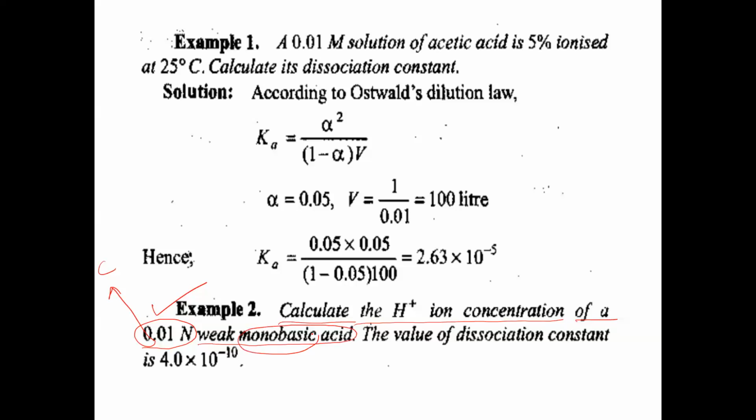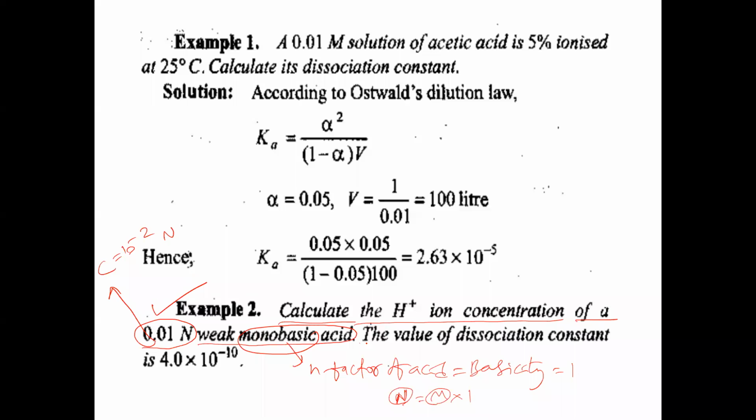Here monobasic means what? N factor. The N factor of an acid is also called basicity, and it is equal to 1 here. So when the N factor is 1, normality is equal to molarity into 1. So normality and molarity are both the same. Whatever normality is given, we can take as molarity also. So 0.01 means 10 power minus 2.